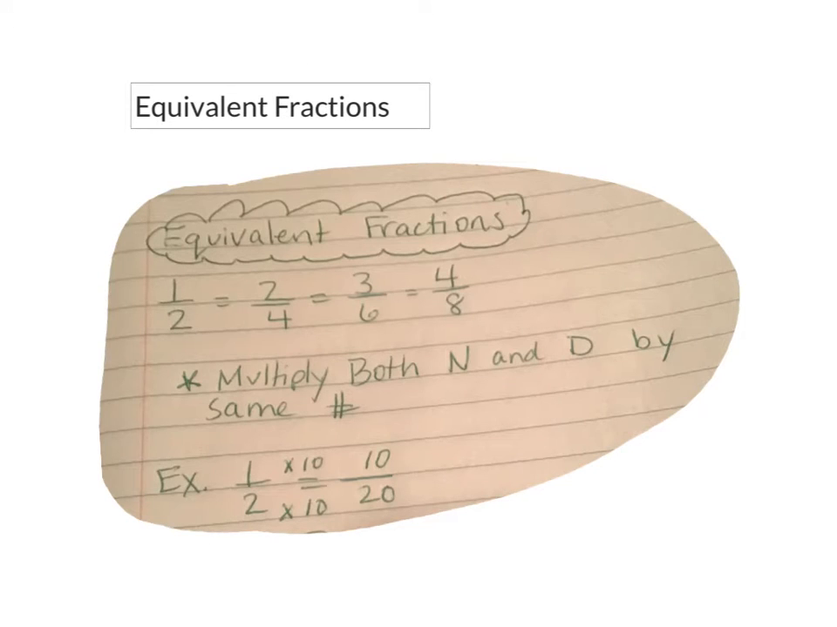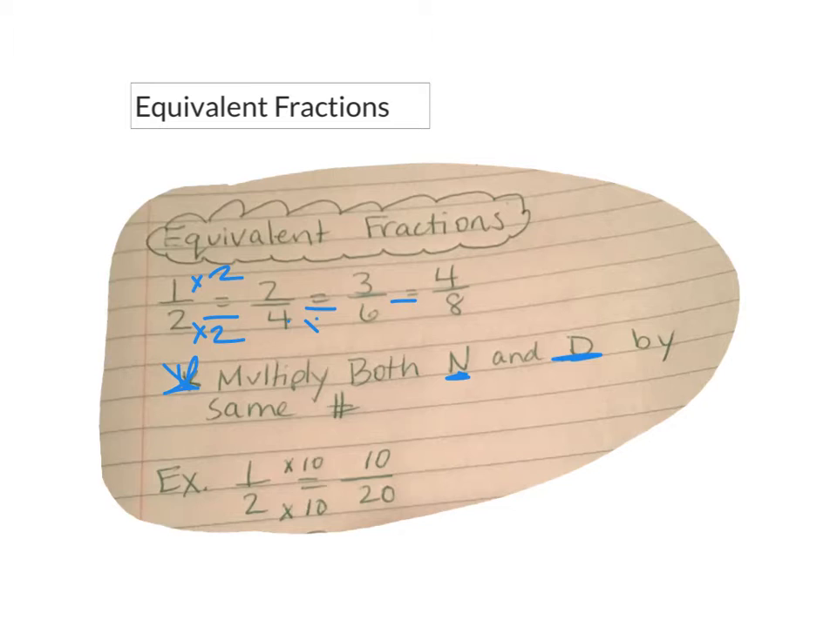Okay, in your notebook, put equivalent fractions, and then put the example, 1/2. It equals the same as 2/4. 2/4 is the same as 3/6. And that is also the same as 4/8. So put a star: multiply both the numerator and the denominator by the same number. So to get 1/2 to 2/4, I multiplied by 2. To get 4, 2 times 2. To get 2, 1 times 2.